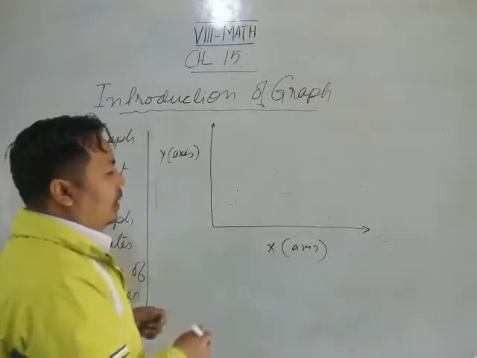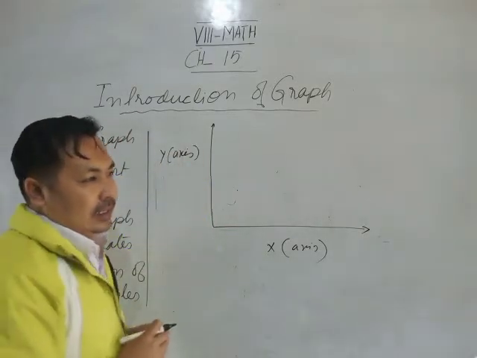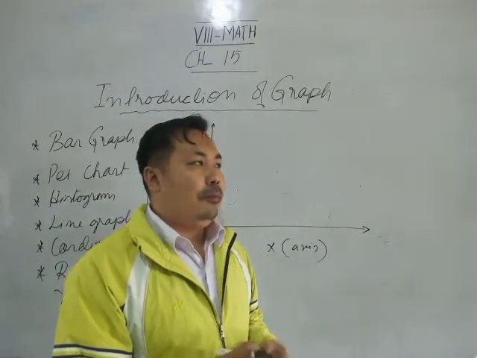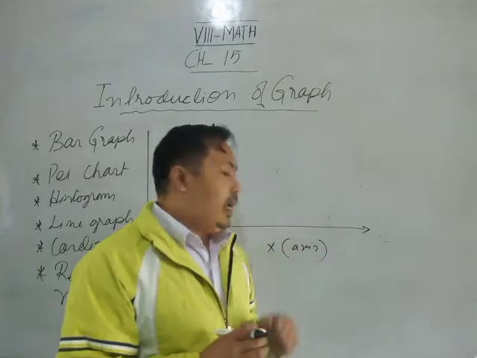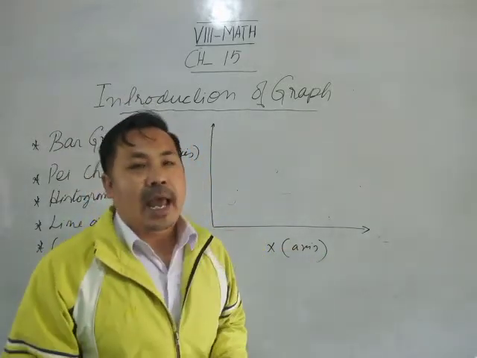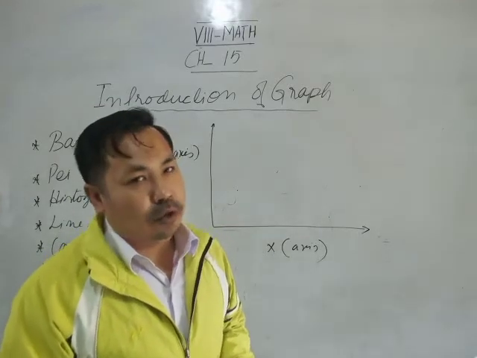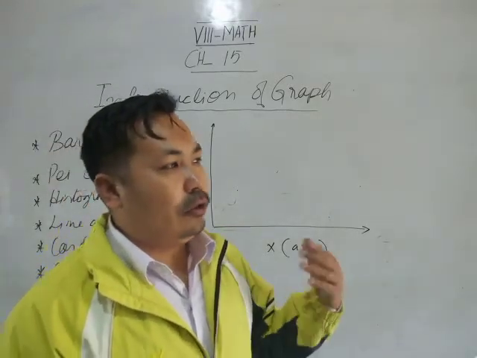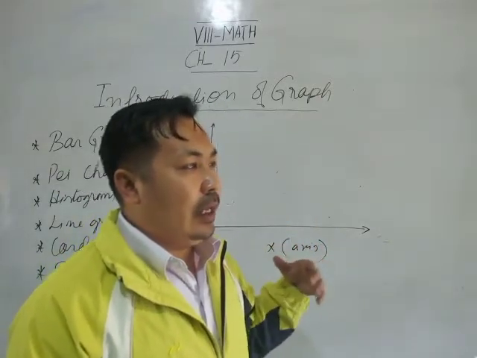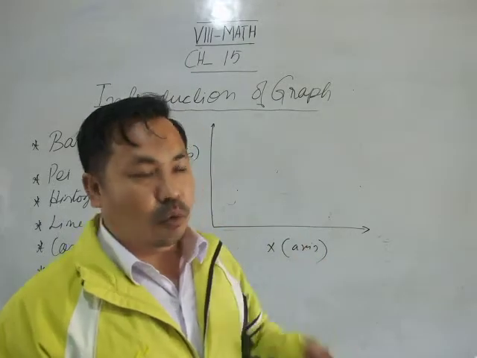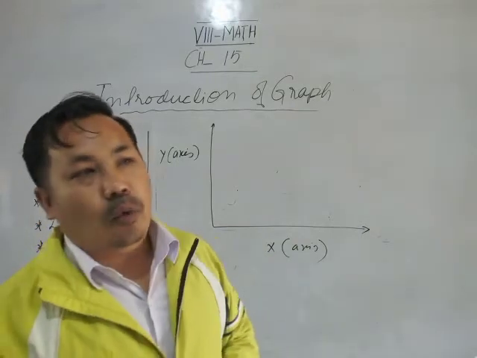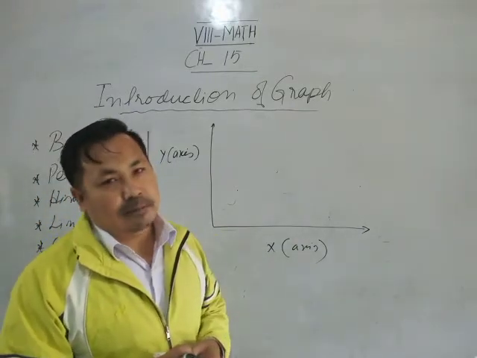So here, my dear students, points are on the axes. What type of points are on the y-axis and what type of points are on the x-axis, we will tell by the nature of the questions. In the questions, you will get two types of information. If one is represented by the y-axis, the other will be represented by the x-axis. In this way, we represent the information by the graph.